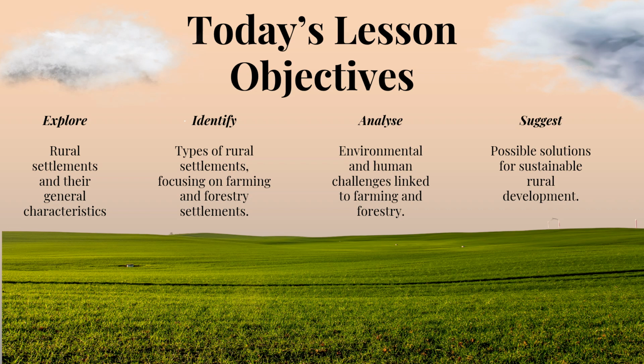For today's lesson objectives, you should be able to explore rural settlements and their general characteristics, identify types of rural settlements, specifically farming and forestry, analyze environmental and human challenges, and think about and suggest possible solutions for sustainable rural development.